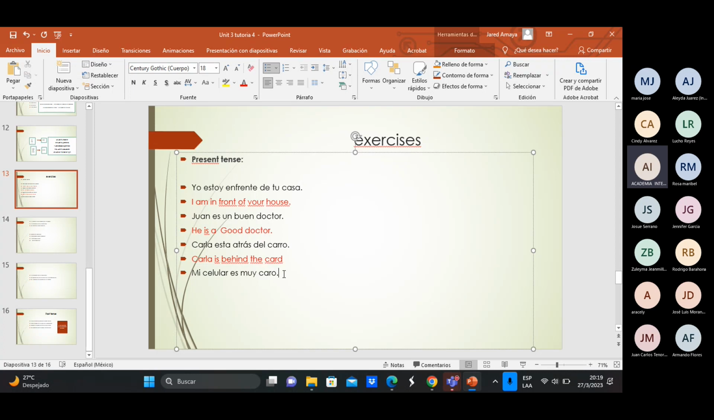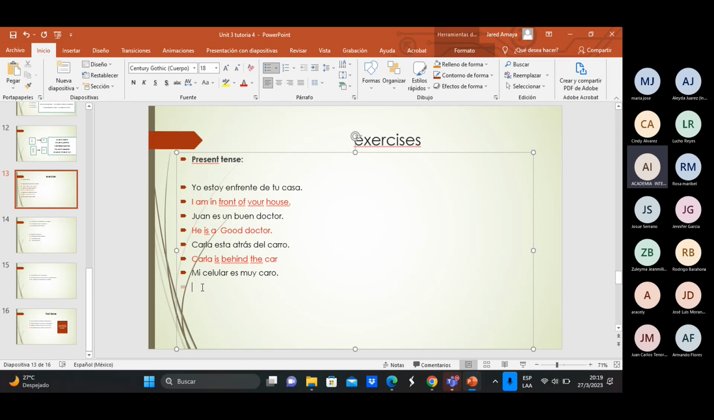¿Qué creen ustedes? ¿Qué pronombre personal? She. She is behind the car. Oh, she is behind the vehicle. El vehículo es lo mismo, ¿verdad? Car, vehicle is the same.